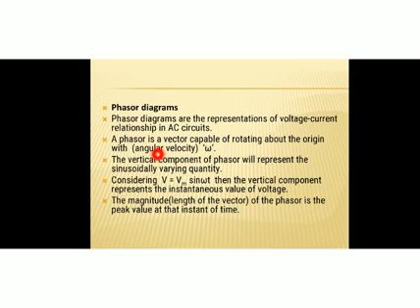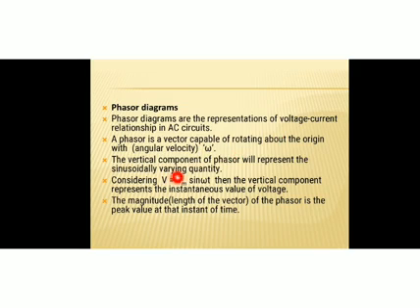Okay, so here, what is phasor? A phasor is a vector capable of rotating about the origin with angular velocity, omega. Now you won't understand any of this definition yet, and we will discuss phasor through diagrammatic representations, so this definition will be much more clear to you. Phasor is a vector and it is capable of rotating about the origin, and the angular velocity of that rotation is omega.